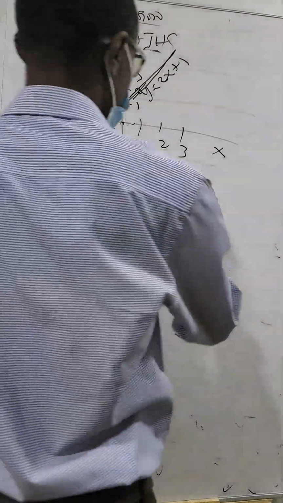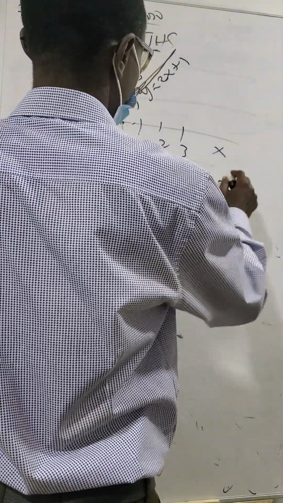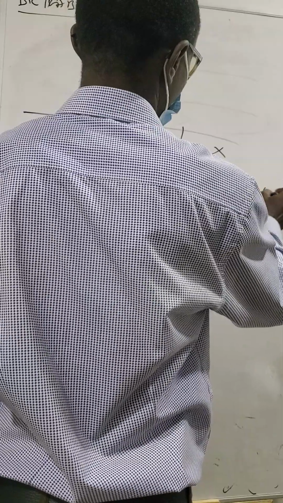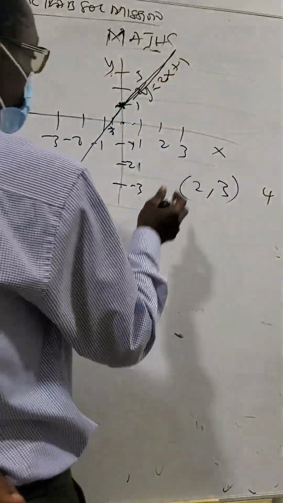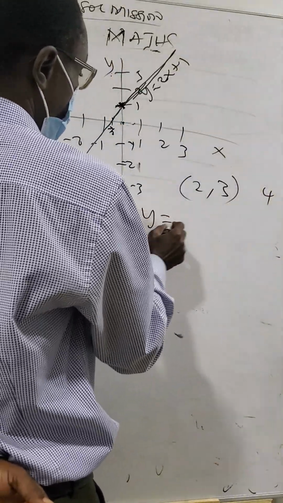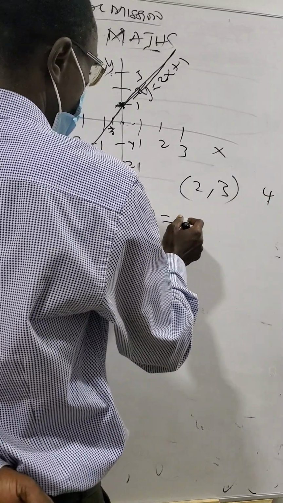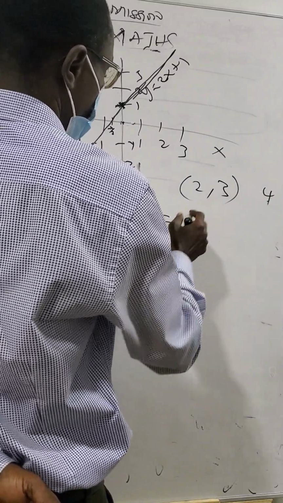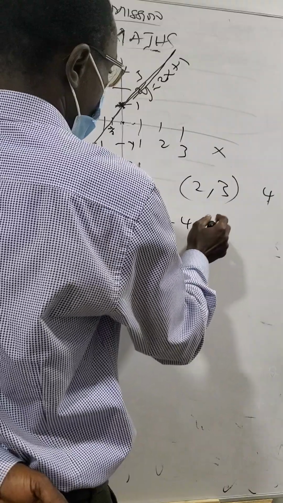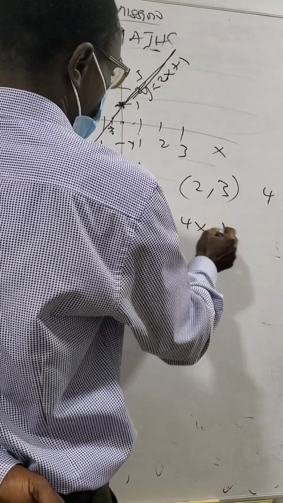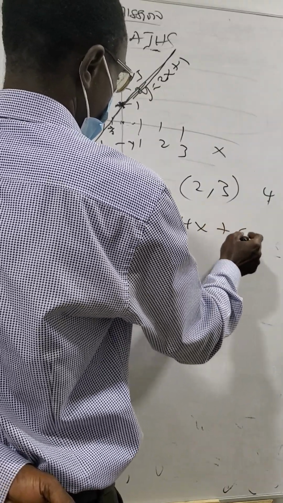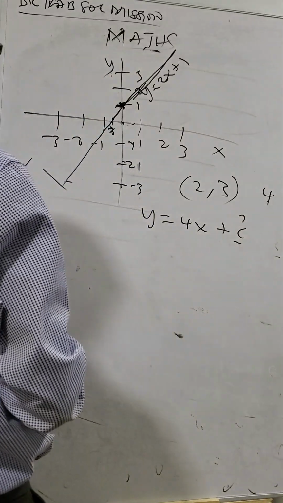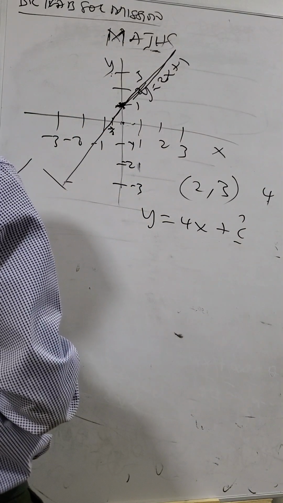you can give it a coordinate, let's say (2, 3), and then ask to find the equation with slope 4. If you are given only one coordinate, then y is equal to, you have been given the slope, so y is equal to 4x plus your constant. How do you get your constant? So this is where the problem comes.